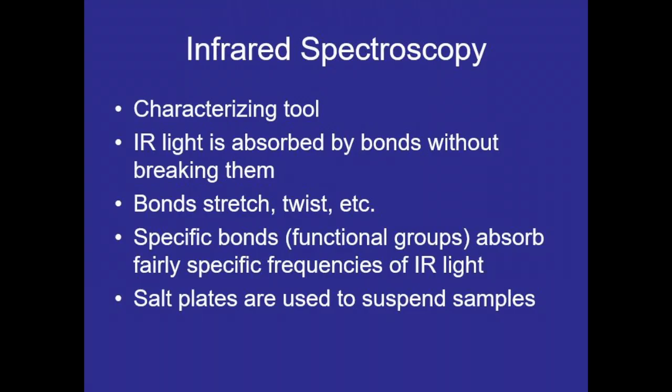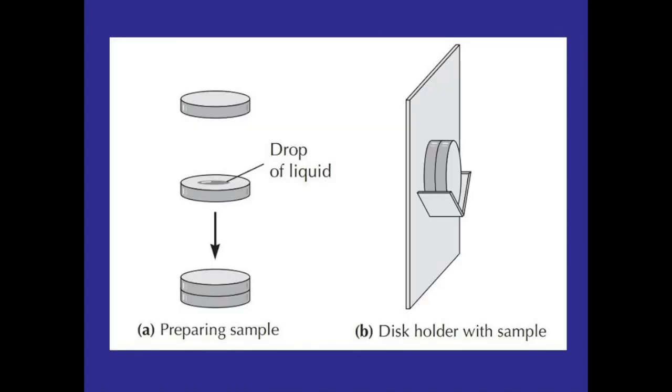Salt plates are used to suspend the sample to hold it in the infrared spectrometer. The reason we use salt plates is because they don't absorb the same range of infrared light as covalent bonds do, so they won't cause any noise in the peaks that we are trying to observe. So here are what the salt plates kind of look like. We take one and add our product to it.